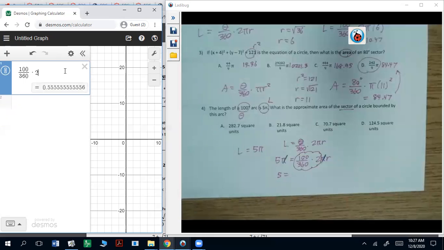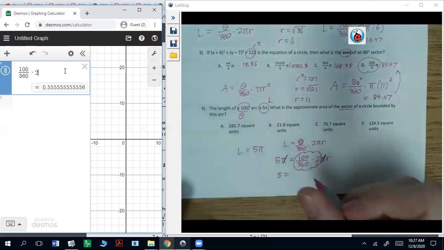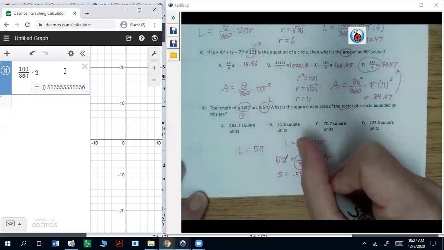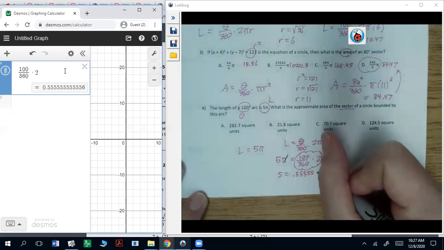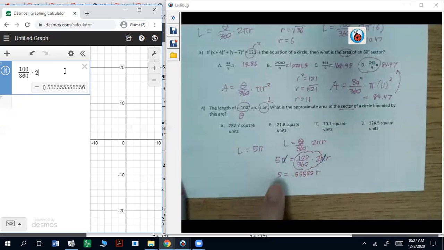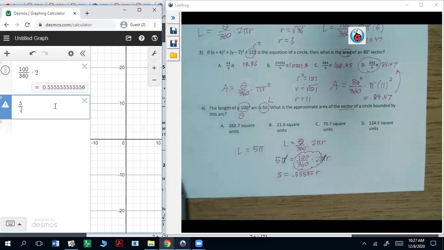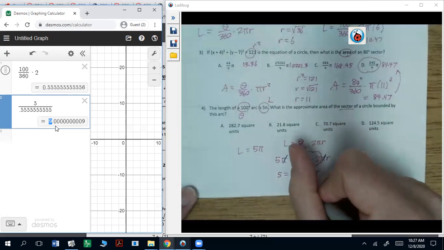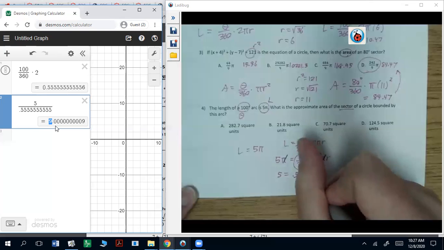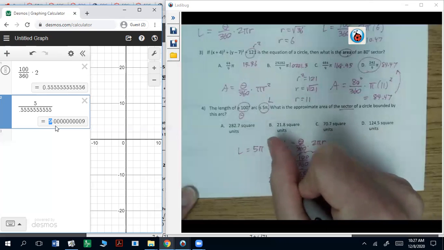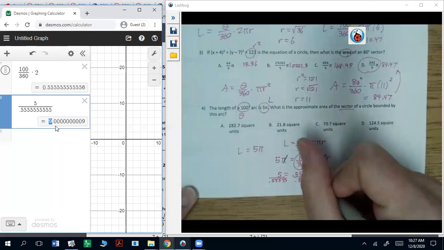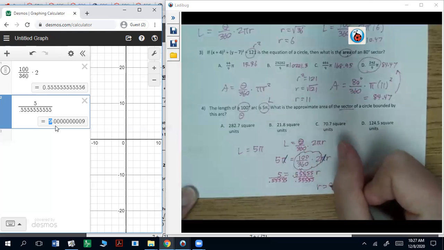So that's 0.5555 repeating, times r. So we're going to do 5 divided by that number. And I go out several spots. So you can see it is going to be 9. All right, so that'll round to 9. So 5 divided by all the 0.5s repeating is going to be 9. So now I know my radius.